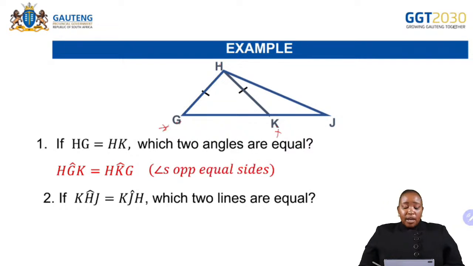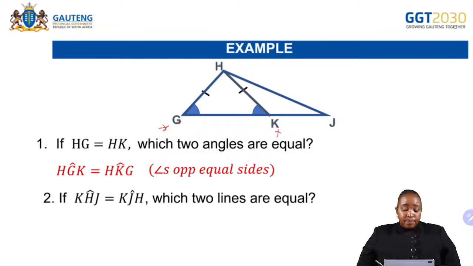And your reason would be angles opposite equal sides, right? So those two angles are equal to each other, right? And then the next one, we are given two angles that are equal, and then we are asked which two lines will be equal, right?